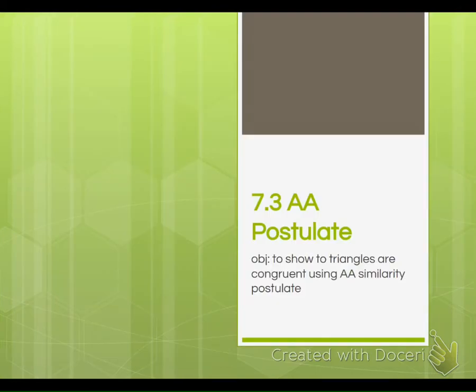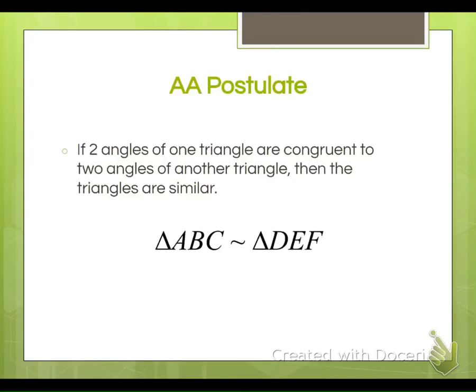7.3 AA postulate. So your objective today is to show that triangles are similar using the AA similarity postulate. So here we have the AA postulate. If two angles of one triangle are congruent to two angles of another triangle, then the two triangles are similar. So before this, to show that triangles were similar, you had to show all of the angles were congruent and all the sides had the same ratio, the same scale factor.